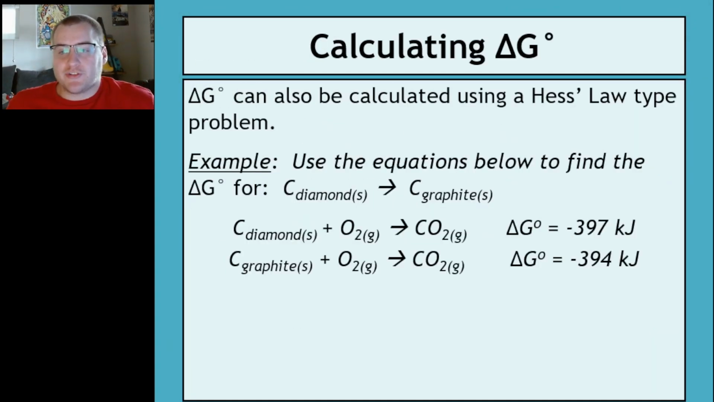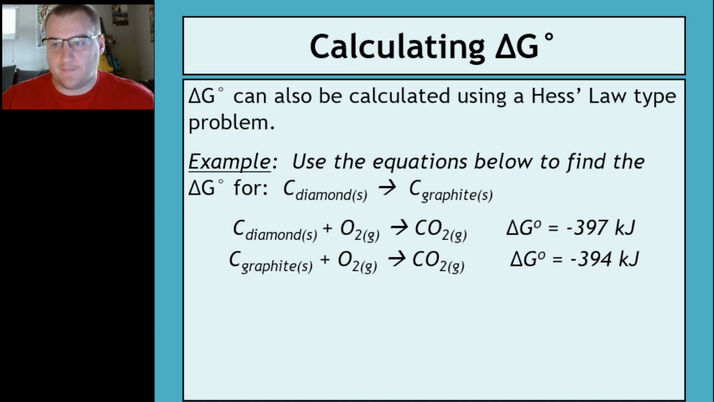Okay, there's also one other way to calculate delta G, actually there's two other ways. This one is a Hess's law type problem. Remember, Hess's law is when you add multiple reactions together. We did it with enthalpy before, but you can also do it with entropy and with Gibbs free energy. Use the equations below to find delta G for carbon in diamond form into carbon graphite form.